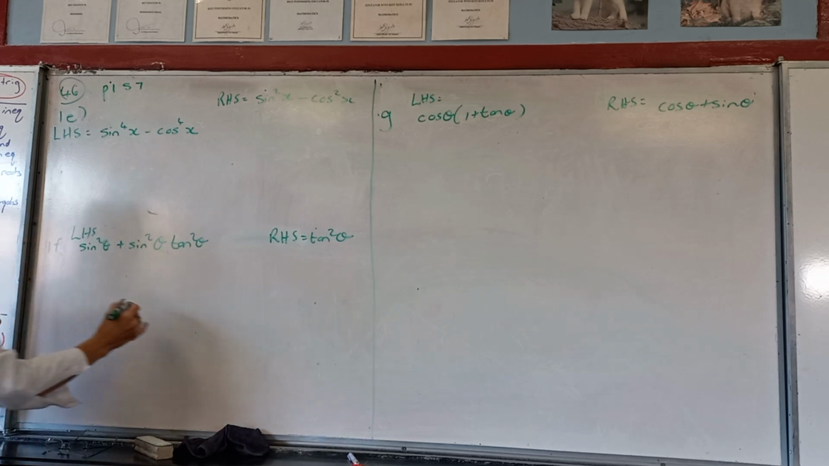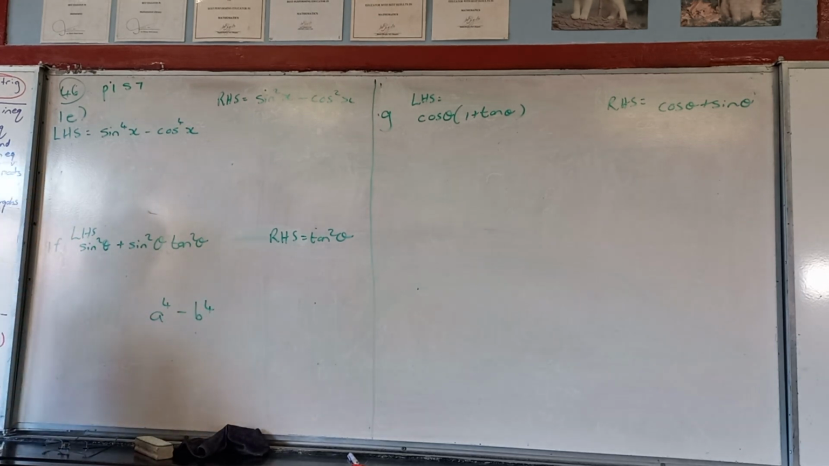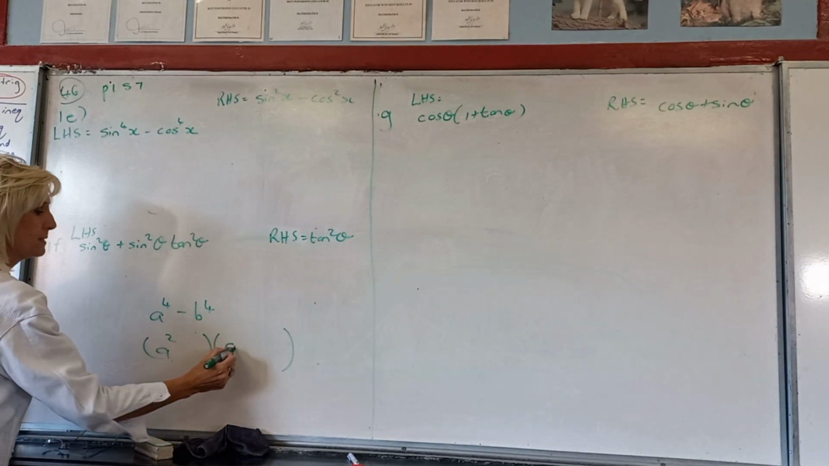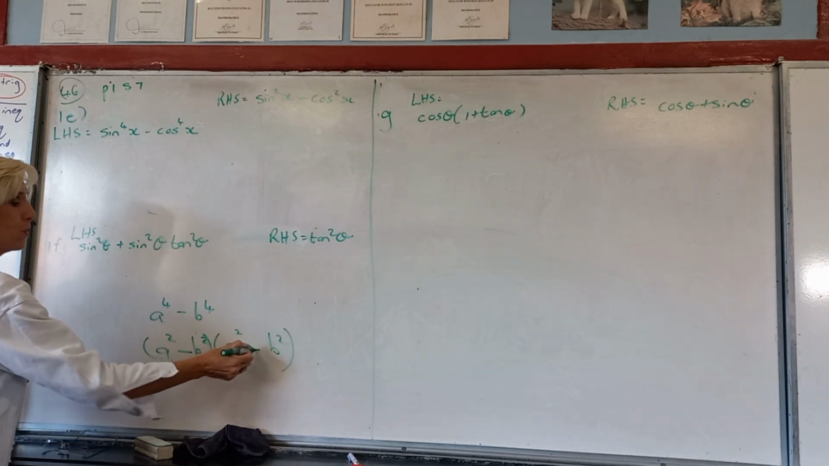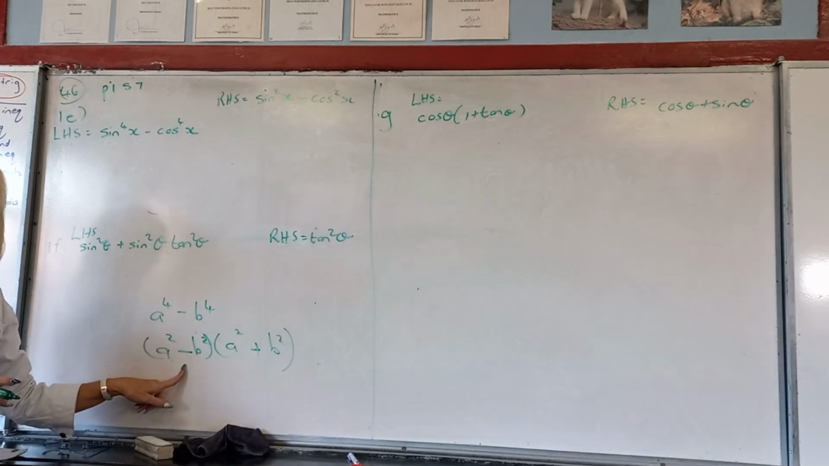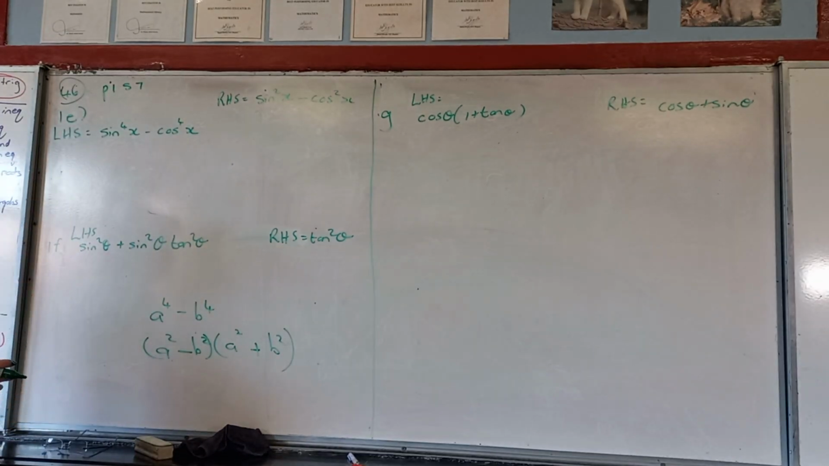It's like a to the 4 minus b to the 4 in algebra, which you know will then be the difference of squares: a squared times a squared, b squared times b squared, one with a minus, one with a plus. Are you with me? And then this one can go further.